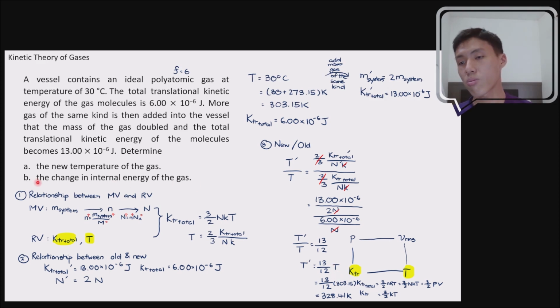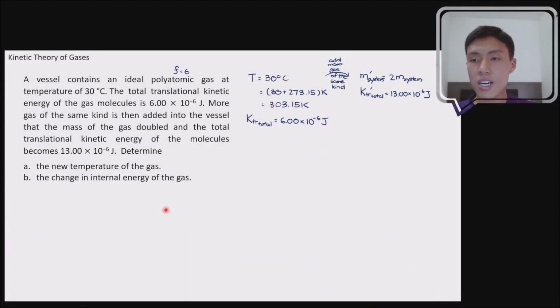Okay, so now let's move on to question B. Question B asks for the change in the internal energy of the gas. So if you ask for the change in the internal energy, probably you need a new page maybe. Let's write here as question A, then I'll continue with question B. Question B asks for the change in internal energy of the gas. So we know that the change in internal energy is delta U. Or in other words, you can write it as U final minus U initial.